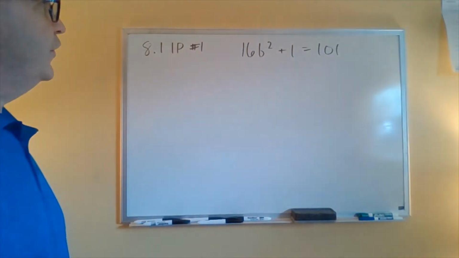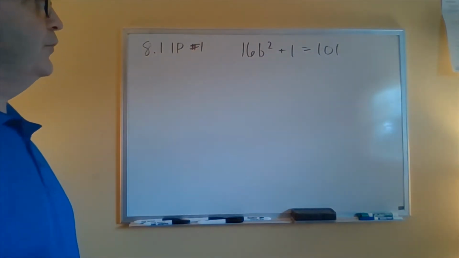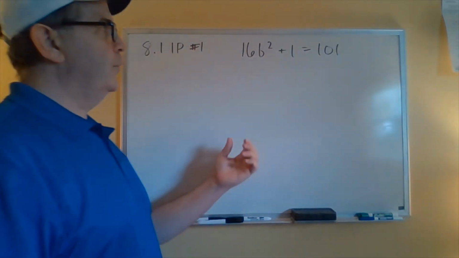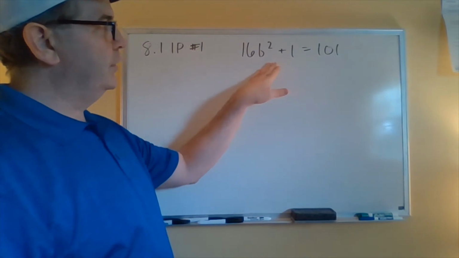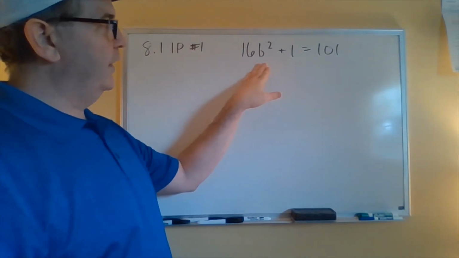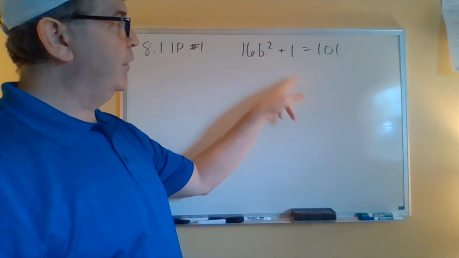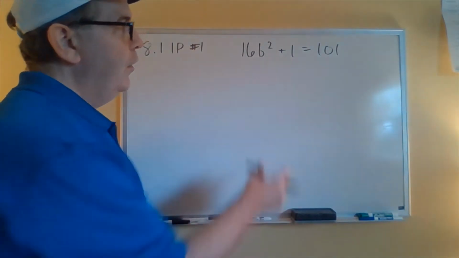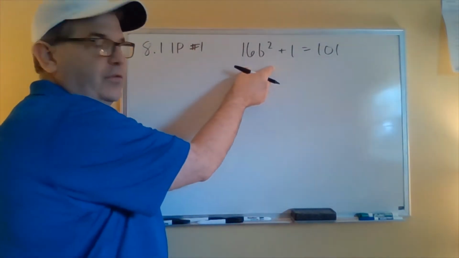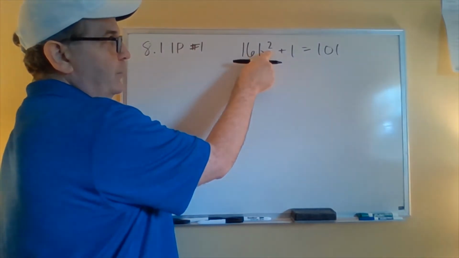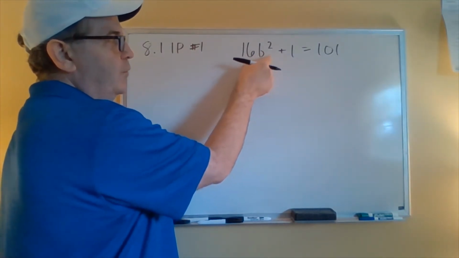Number 1 is 16b squared plus 1 equals 101. And remember from the lesson, what we want to do is get the squared component by itself on the left side and then a number on the right side. So we want it to be squared component equals a number. Well, what is our squared component over here on the left side? Here's where we're squaring it. Is it 16b or just b?